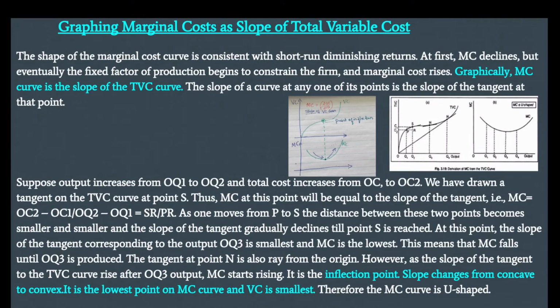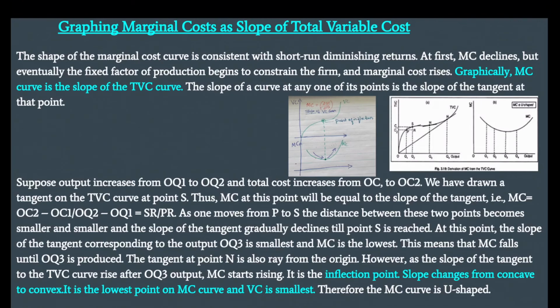Graphing marginal cost as the slope of total variable cost. This is another method of deriving a marginal cost curve. The shape of the marginal cost curve is consistent with short-term diminishing returns. At first, MC declines, but eventually the fixed factor of production begins to constrain the firm. The marginal cost rises. Graphically, the MC curve is the slope of the TVC curve.